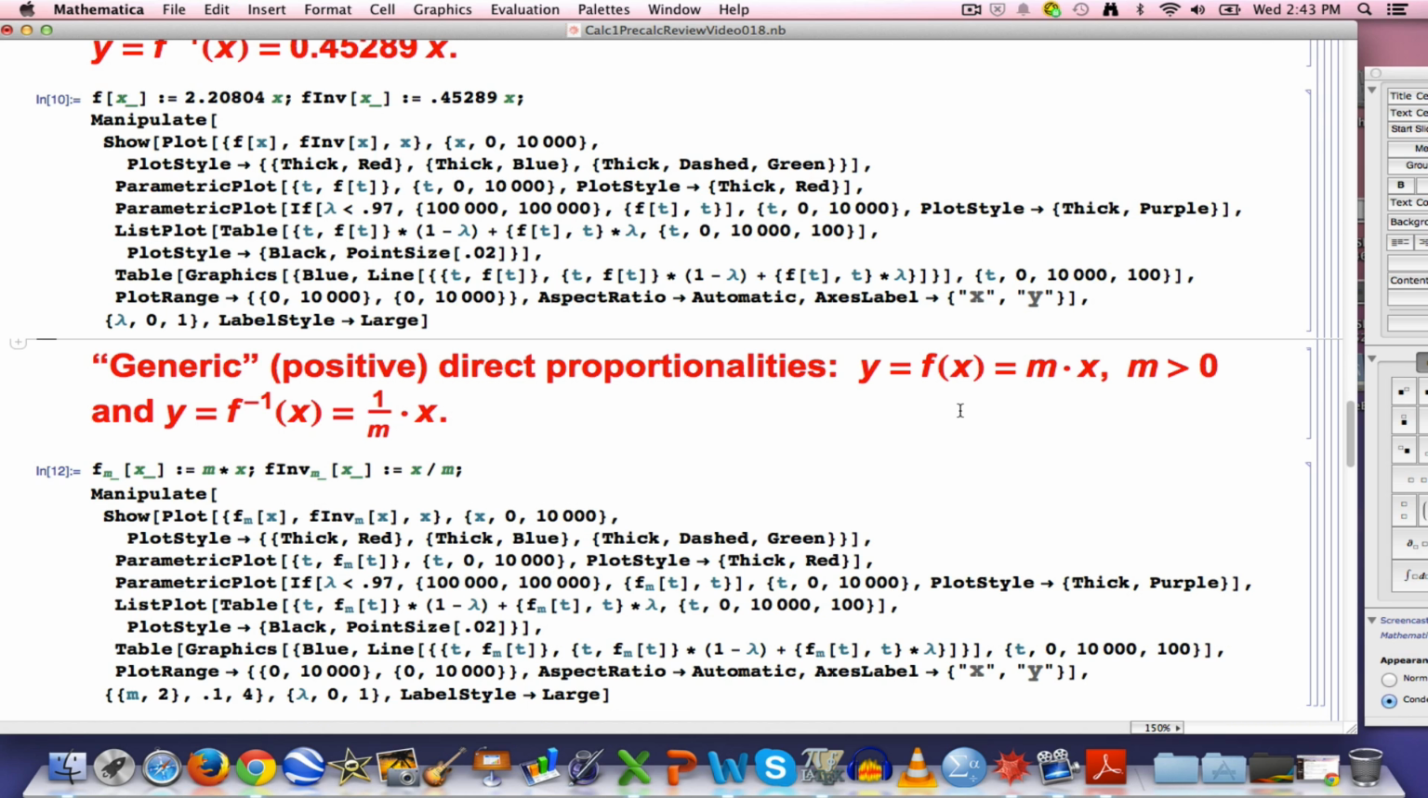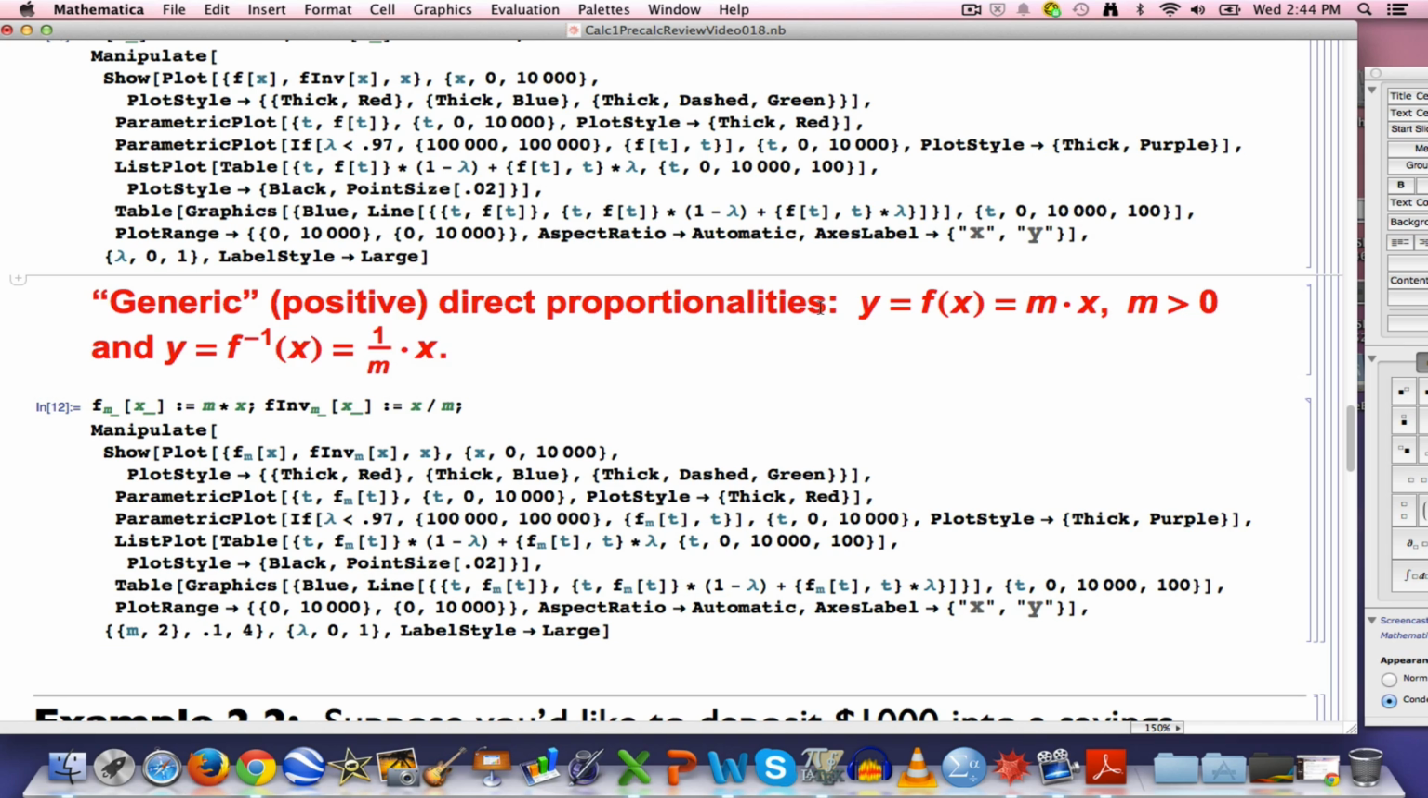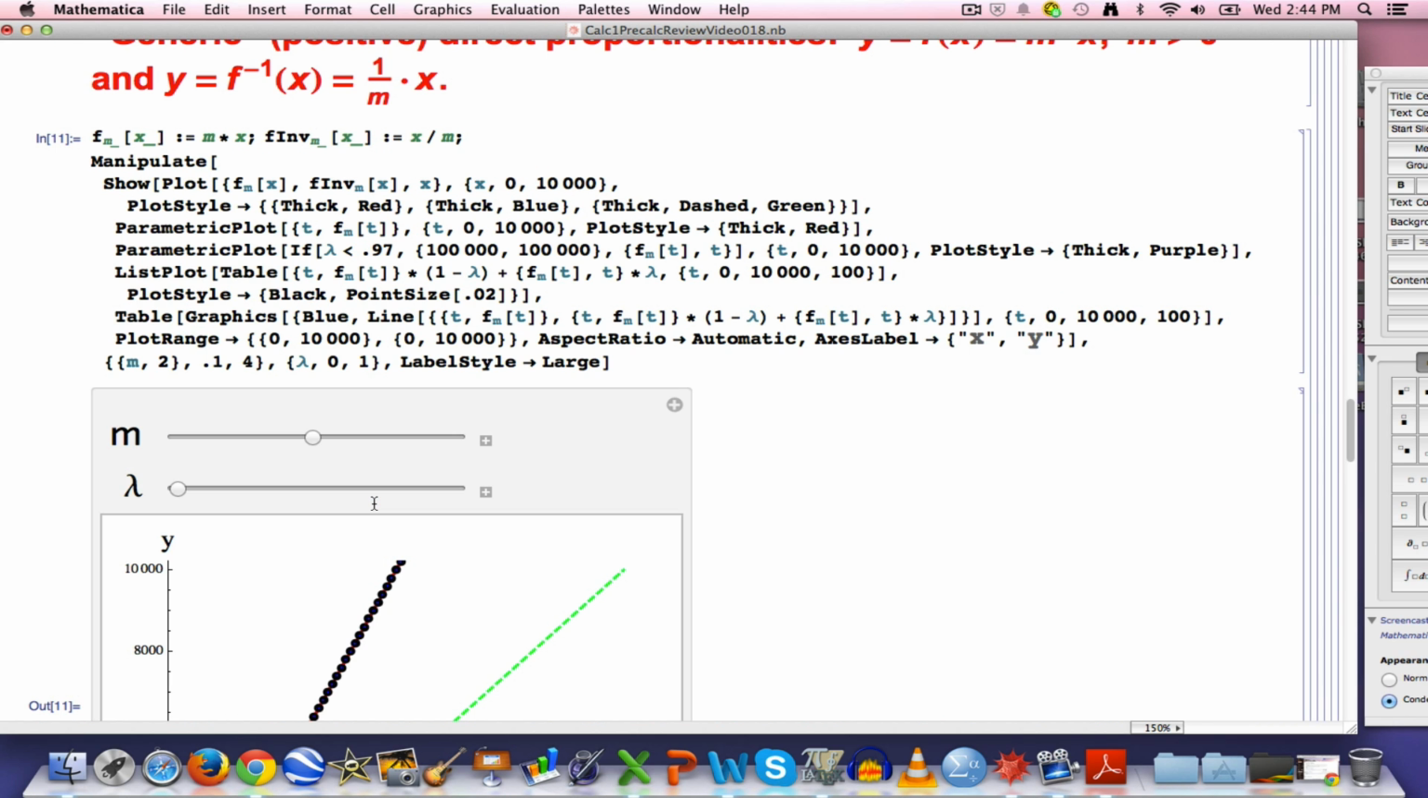I also added some other Mathematica code in this new video. This is new here. For a generic situation where f of x equals m times x, and say m is positive, and its inverse function, f inverse of x, equals 1 over m times x, you should think about why those are inverse functions of each other. I can make the slope an animation parameter as well, and I use subscripts here for my functions where m is a subscript. It's an animation parameter for those functions. I have to include the m elsewhere as well to get this animation. You might want to copy that code down.